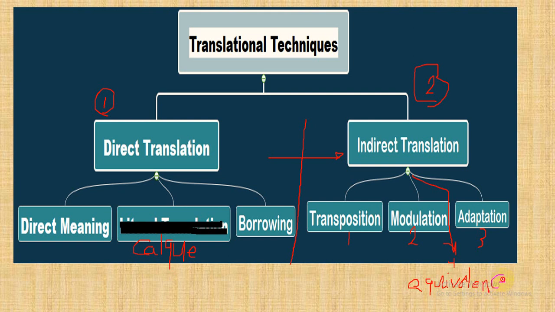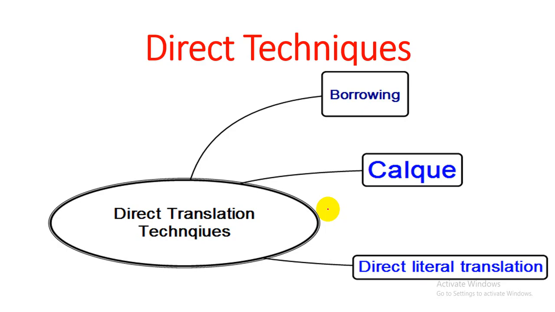Equivalence. So here again, we need to find out how to use these techniques to improve our translational competence. For example, the direct techniques, which should be your first attempt while translating any text, include three main strategies: one, borrowing; two, calque; three, direct literal translation. Borrowing is to take words over from one language into another.